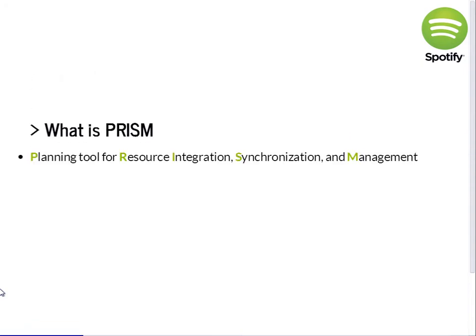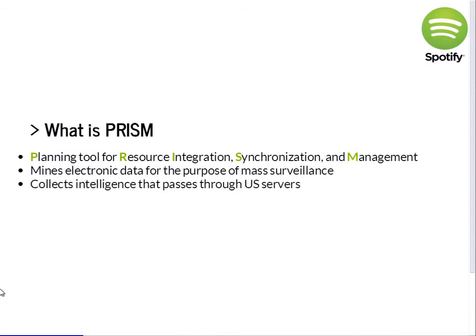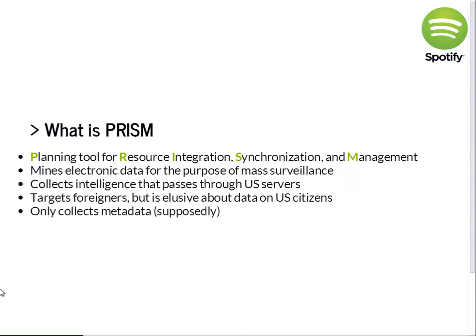First off, what is PRISM? PRISM stands for Planning Tool for Resource Integration, Synchronization, and Management. It's a mouthful of words that we don't really understand when all put together. So what it does is it mines electronic data for the purpose of mass surveillance, collects intelligence that passes through the U.S. servers, and I'm sure you know that a lot of the internet traffic passes through the U.S. even if it's purely in Europe. And it targets foreigners, but it's very elusive about the data that it gets or accidentally gets on U.S. citizens, and supposedly only collects metadata.